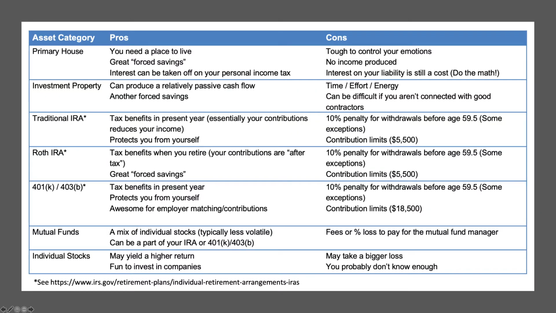asset. Using that logic, as we start talking about your house, let's talk about different asset categories in terms of financial planning. And this is a table that you can have. Don't take this from me.